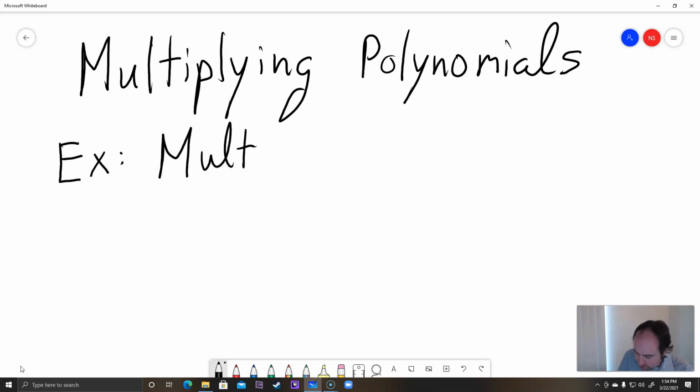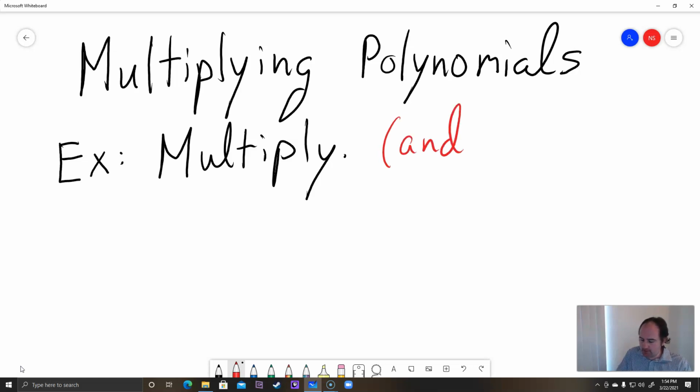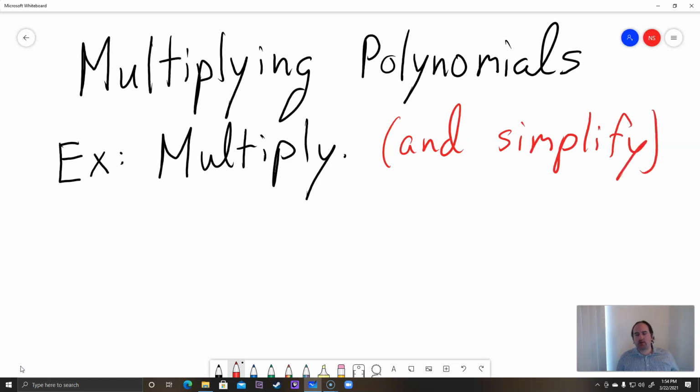Multiply. Okay, so the instructions are multiply, and of course they just say multiply, but they also mean simplify, so they mean multiply and simplify. They don't say that in the instructions, so I wrote it in red, but that's what they mean.